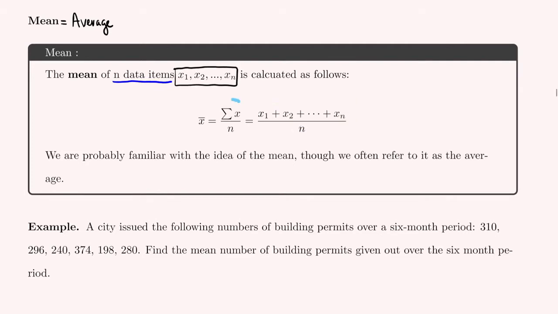And that's exactly what we see here. We see the summation notation telling us to add up all the data entries together, which is what we see on the right side of the equal sign, and then divide that by n, which is the total number of data entries.